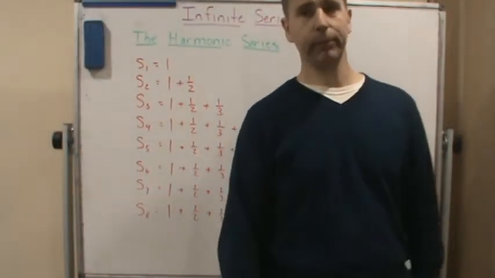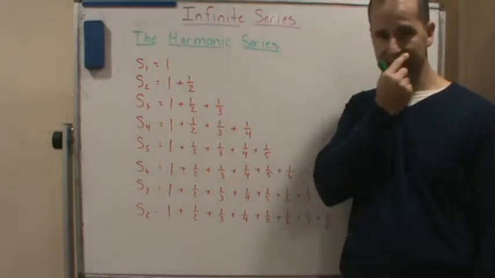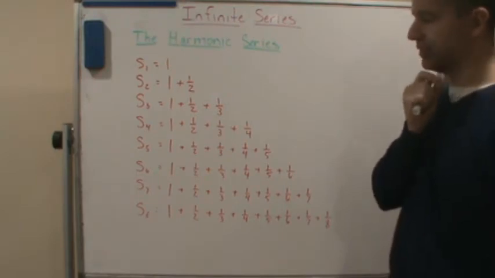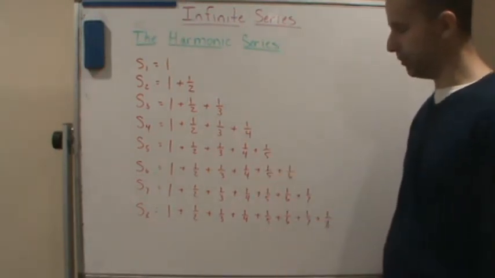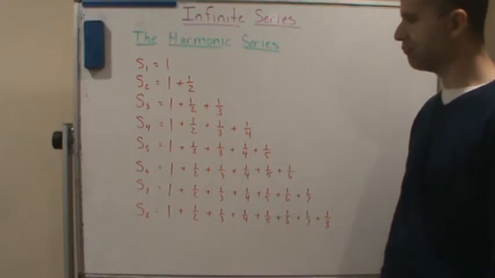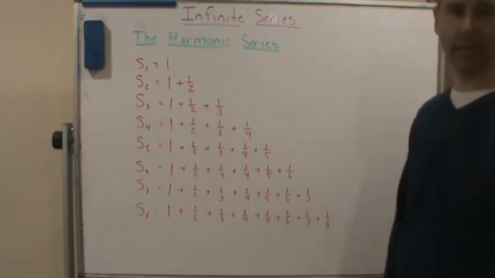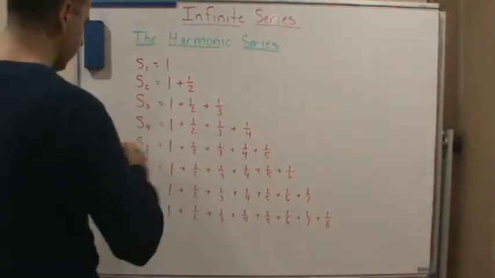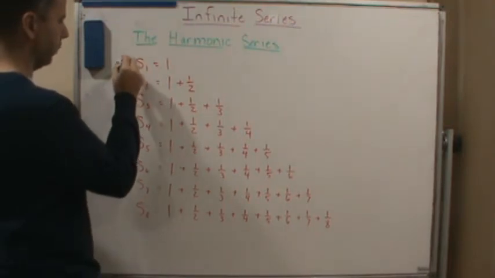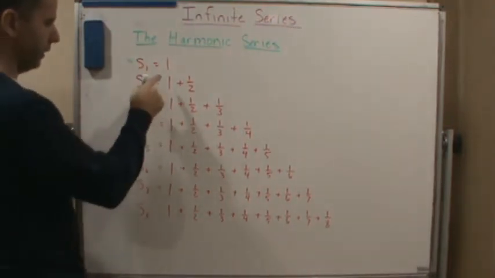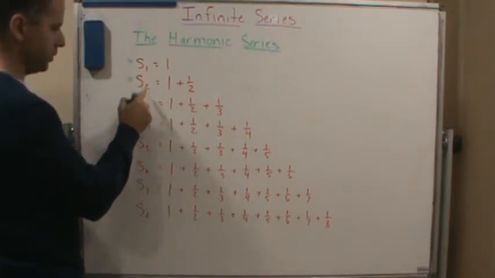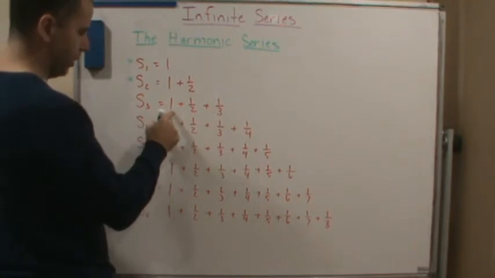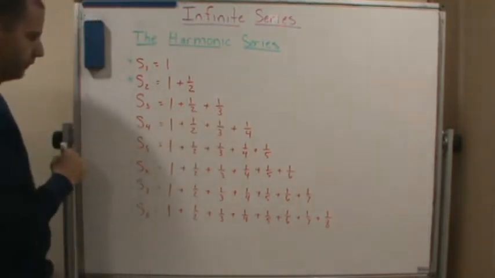Okay, so welcome back. Now what we're going to do is look at this harmonic series more analytically. I've written out several of the partial sums, 1 through 8, and the reason I did that is so we can see a pattern more easily. Notice that s sub 1 is equal to 1, and s sub 2 is equal to 1 plus a half. And then s sub 3 is equal to 1 plus a half plus a third.